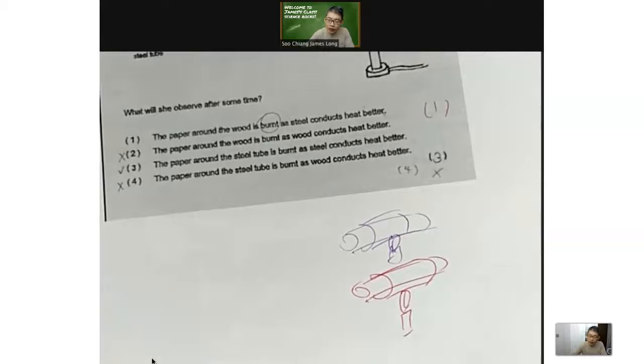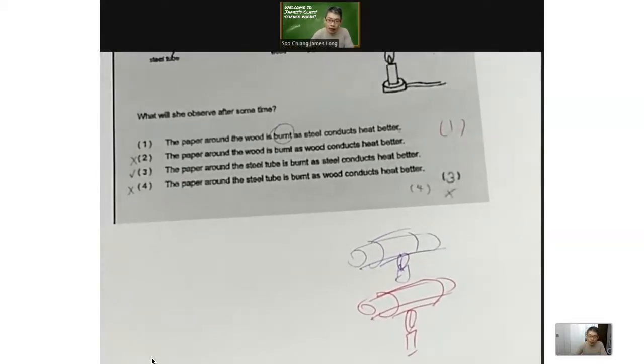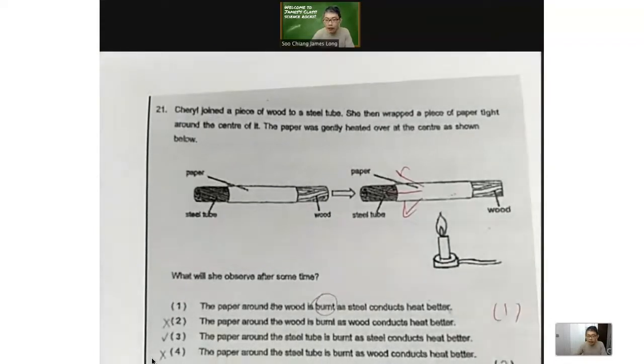If you ever want to do such experiments with fire, which is very dangerous, you should always do it with an adult present and ask for permission. Never do it on your own. When this doesn't work, okay?